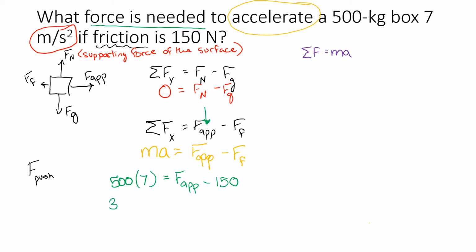500 times 7 is 3,500. And then we add 150 to both sides. So our applied force equals 3,650 newtons.